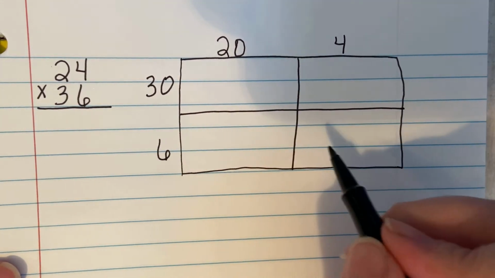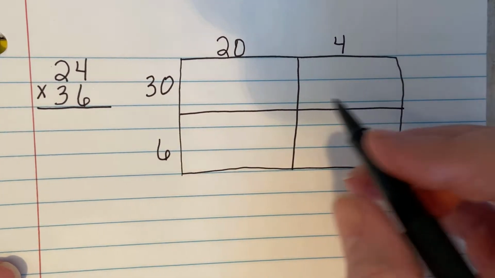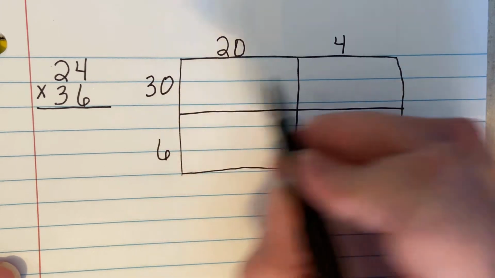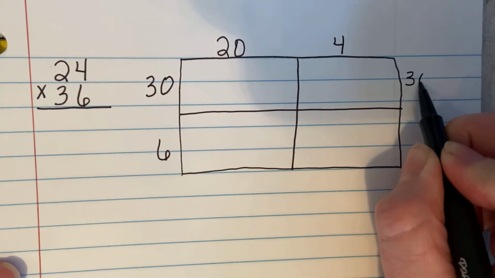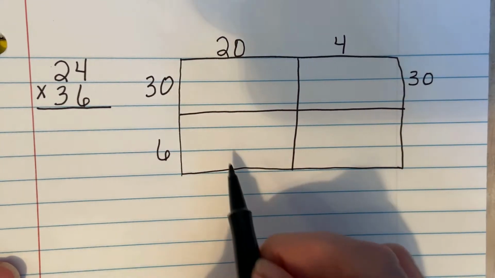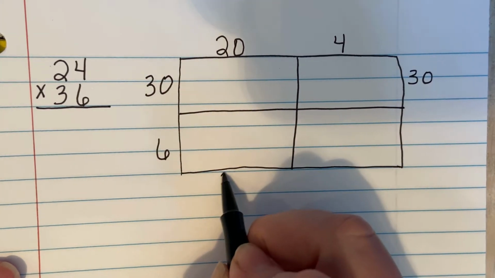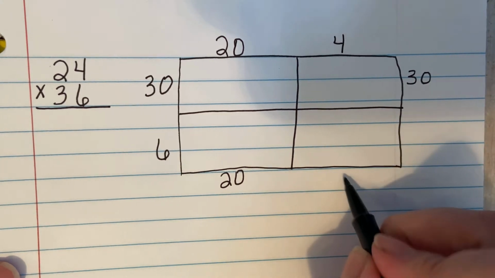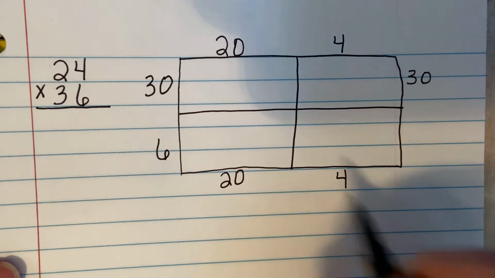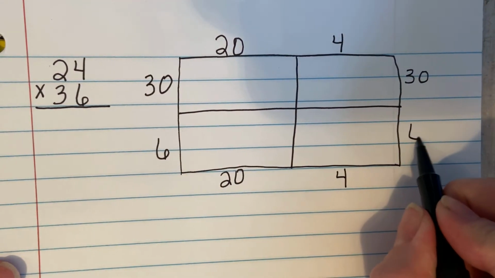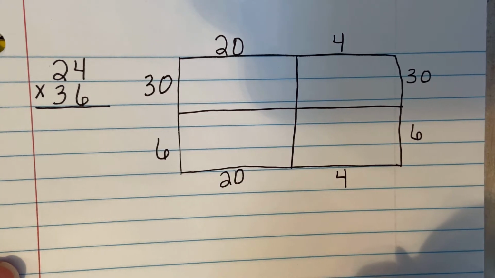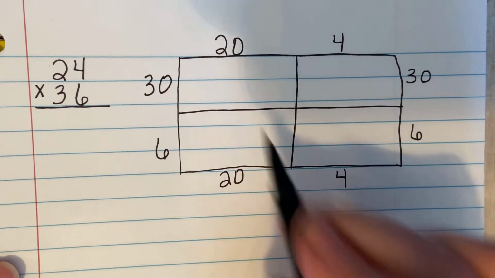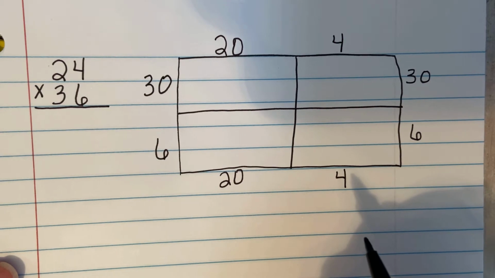Now, as I have the rectangular square, since this side's 30, I'm going to go ahead and mark this side as 30. And since this side is 20, I'm going to go ahead and mark this side as 20. This side is 4, so I'm going to go ahead and put 4 down here. And this side is 6, so I'm going to go ahead and put 6 over here. So now I have labeled all of my area model sides.